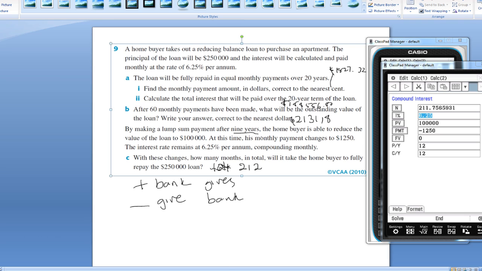So that's now an example there where what you're doing in this case is you're using positive amounts to start the question. That is, the bank is giving you it, or you're taking out a loan.